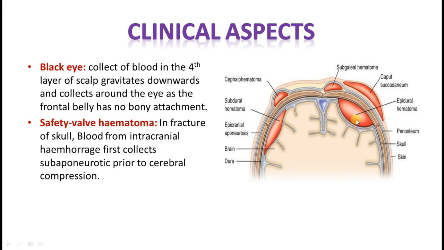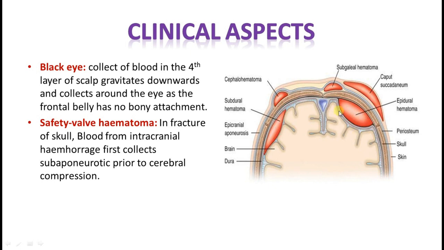Now what happens in case of a fracture of the skull? Any hematoma, whether it is subdural or epidural, the blood first tends to collect extracranially, so outside the skull, deep to the galea aponeurotica. So once this space is filled, only then the blood tends to collect deep to the skull. Okay, so that is called the safety valve hematoma, because it buys some time before the hematoma collects within the skull and compresses the brain substance.